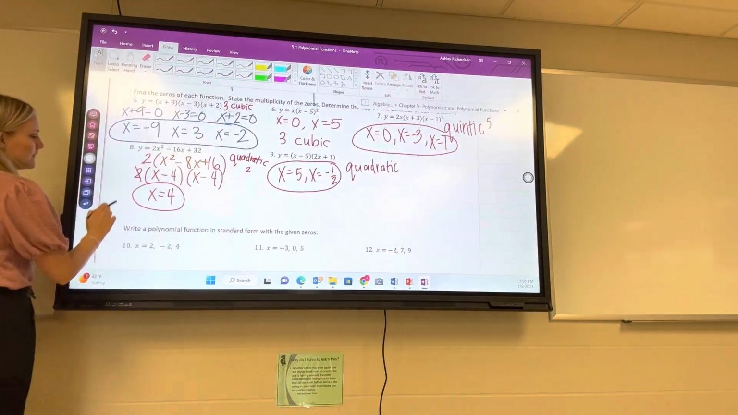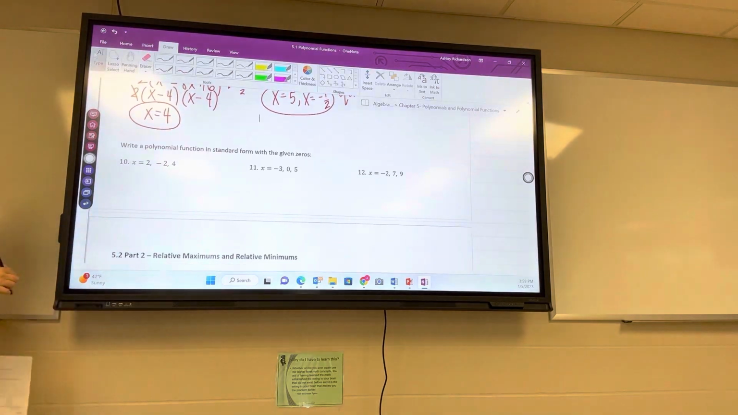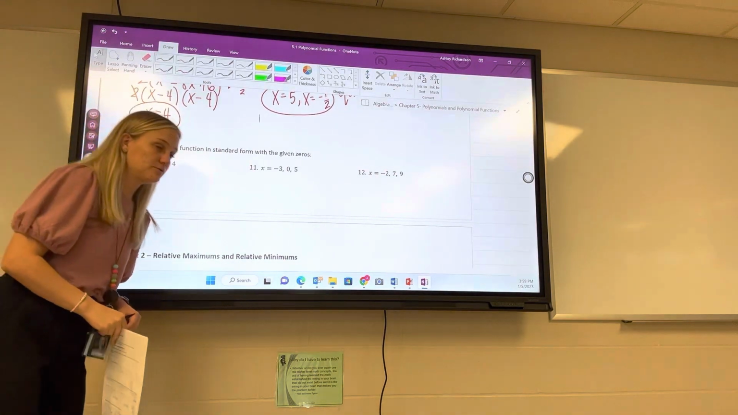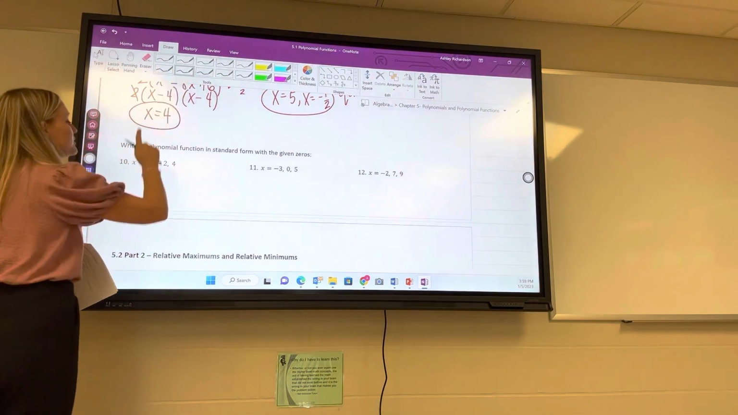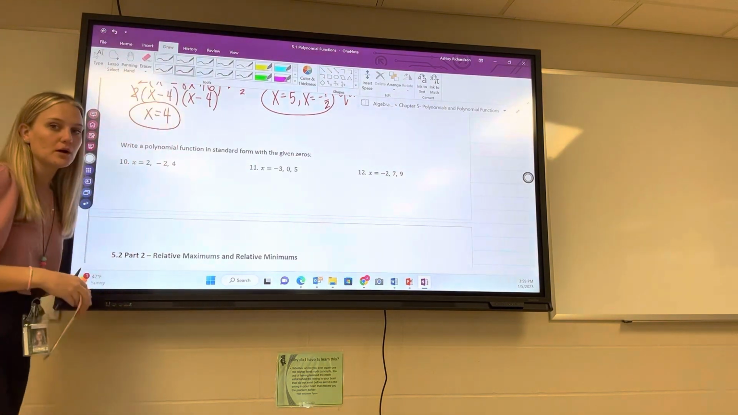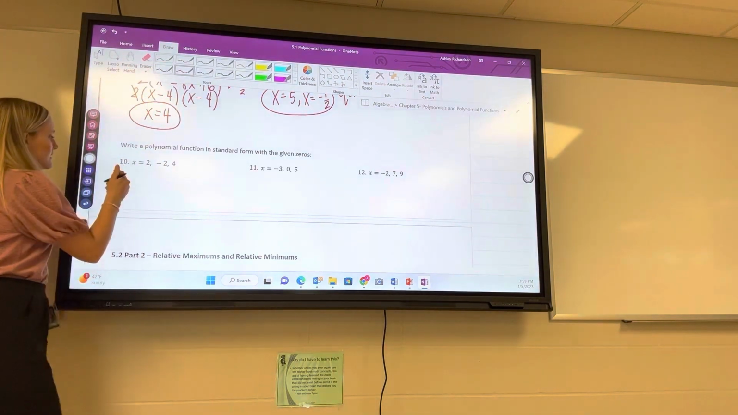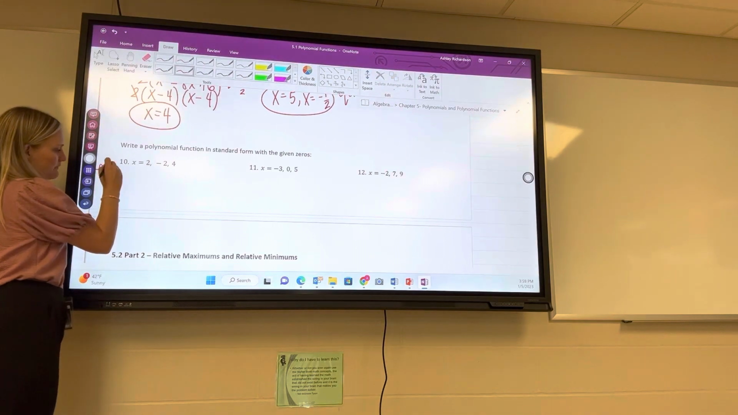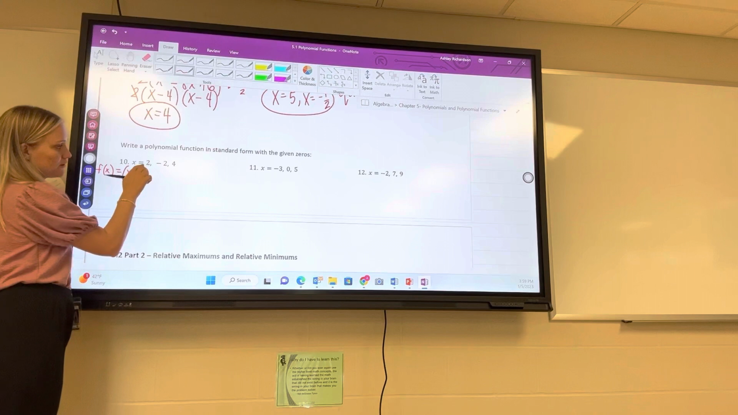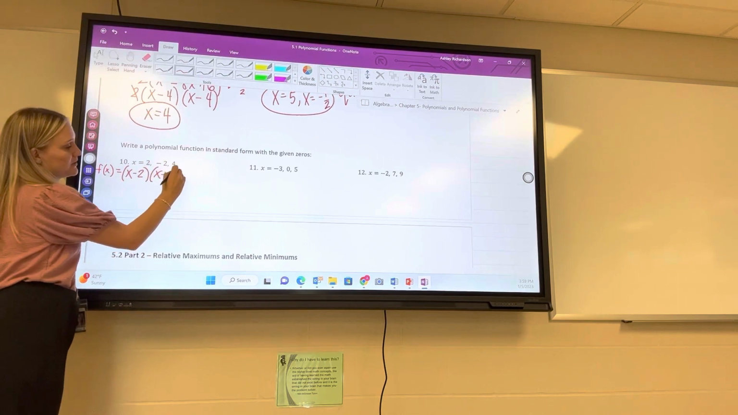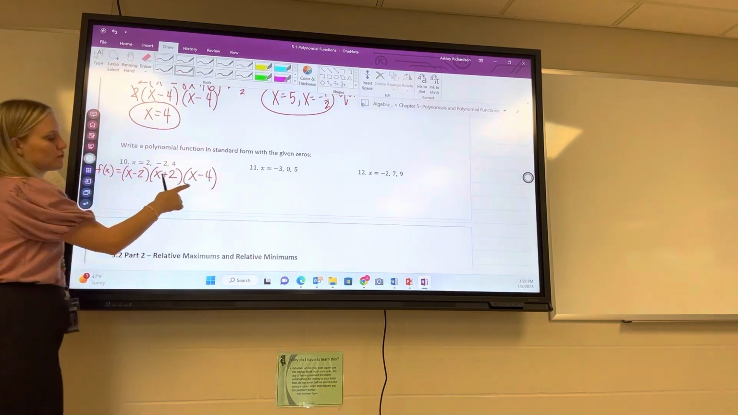Okay, these ones are kind of fun, in my opinion. We're going to write a polynomial function in standard form with the given zeros. So, if x could be 2, negative 2, or 4, we're basically working backwards to the problems above. So that means that my function, f of x, had an x minus 2 in order for 2 to be a solution, an x plus 2 in order for that to be a solution, and an x minus 4 in order for that to be a solution.